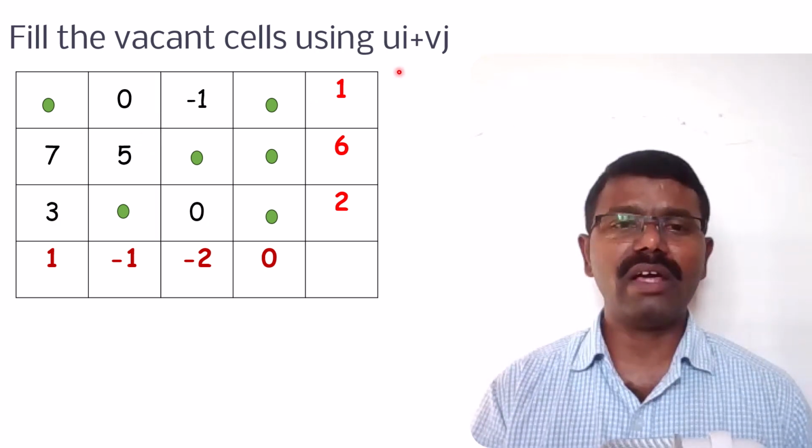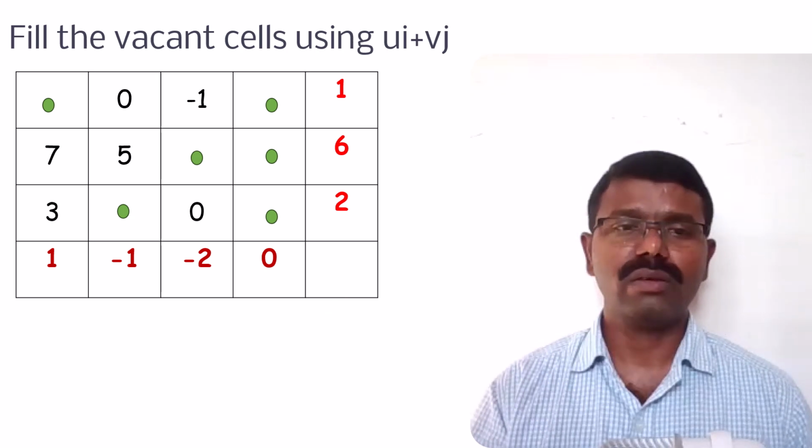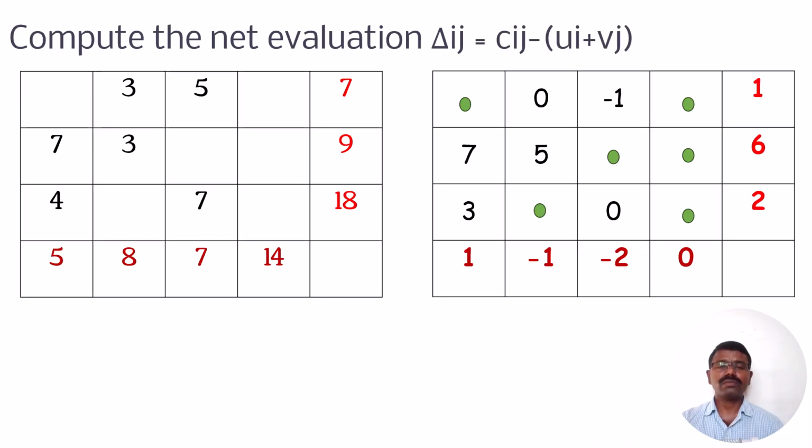Now in the same manner, this matrix is called a ui plus vj matrix. Similarly, now you write a Cij matrix. The Cij matrix is the initial matrix, where the unallocated cells are there. So these are the unallocated cells. So this is the Cij matrix, and this is the ui plus vj matrix.